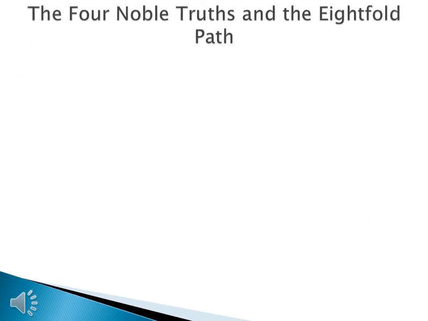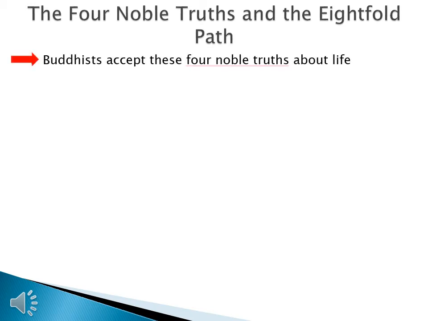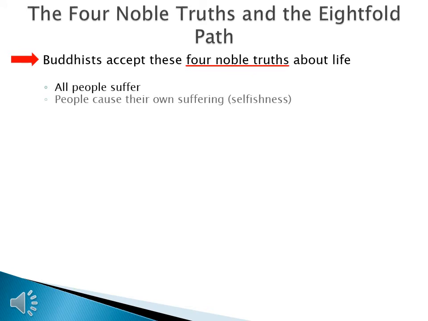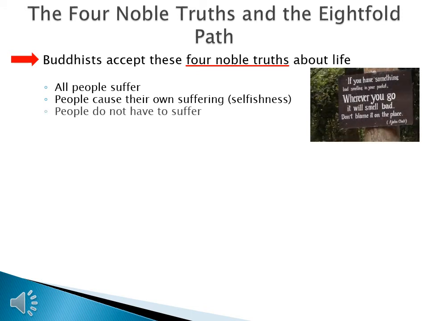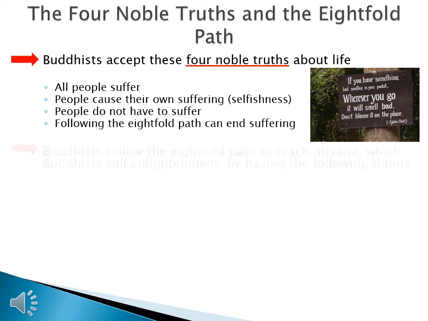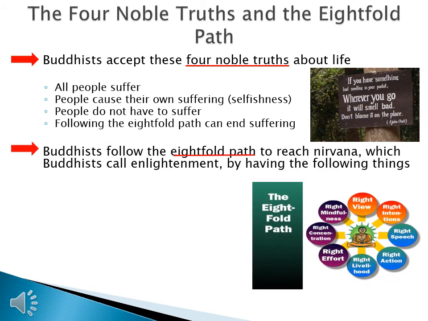Buddhists believe there is a different way to reach nirvana than having to go through the caste system. They follow the Four Noble Truths and the Eightfold Path, and here's how this works. Buddhists accept these four noble truths about life. All people suffer. People cause their own suffering. We call this selfishness. People do not have to suffer, and if you follow the Eightfold Path, you can end your suffering. So Buddhists follow the Eightfold Path to reach nirvana, which they call enlightenment.